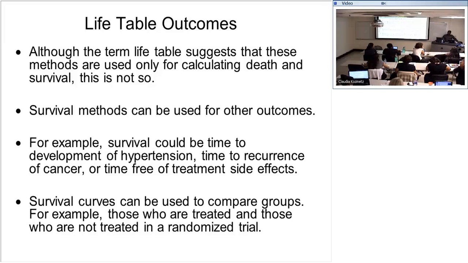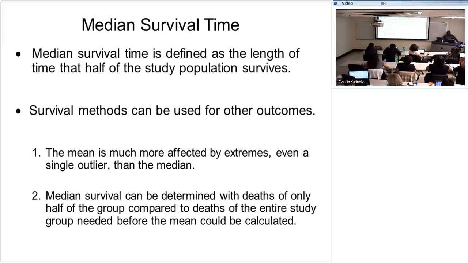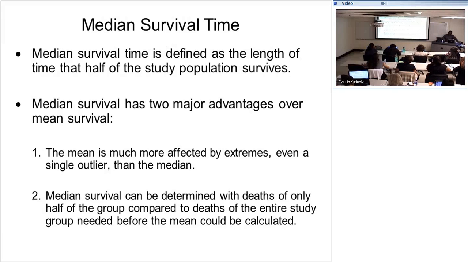However, we also thought about how the median is very important. At what point does the median become very important? We know that you use all the data with the mean, but when the data is skewed or not normally distributed, the median becomes very important. Here, the median may be a very good measure. So the median survival time is the length of time that half of the study population survives.